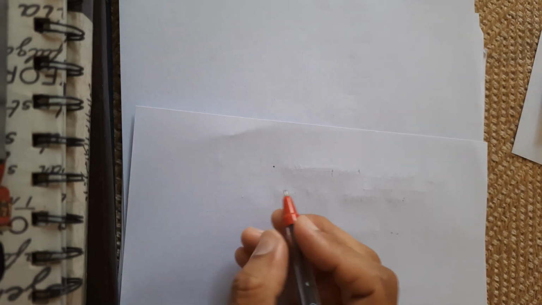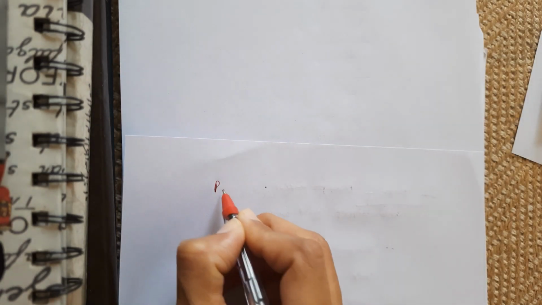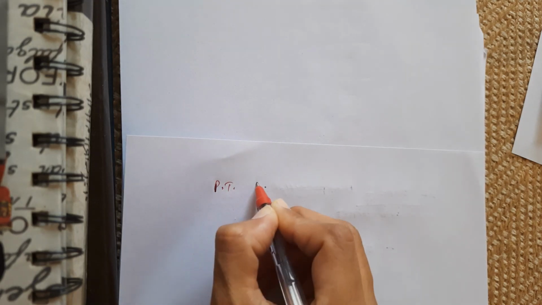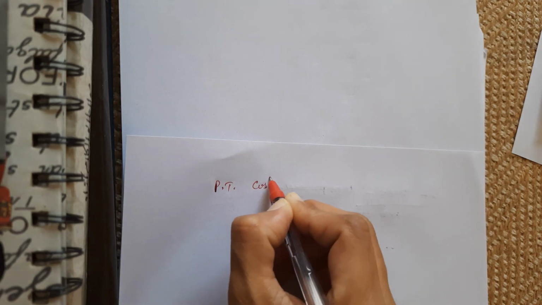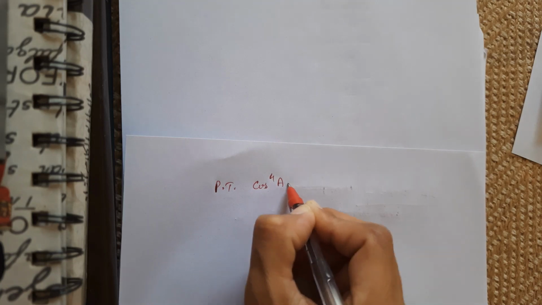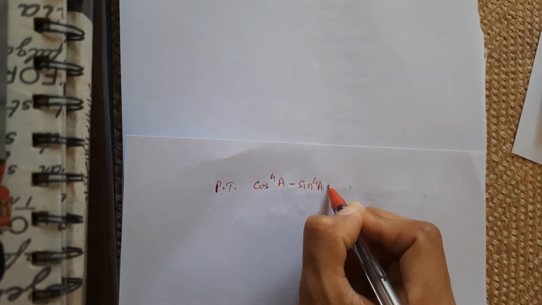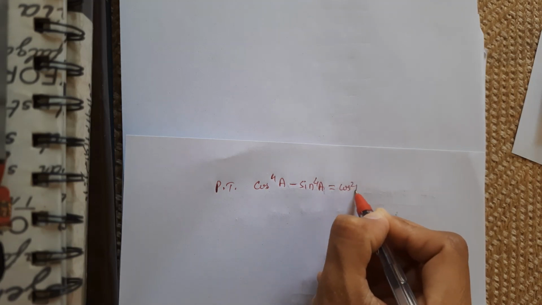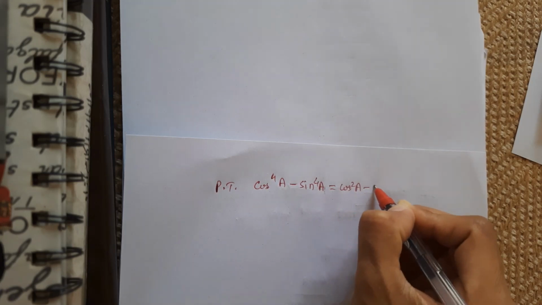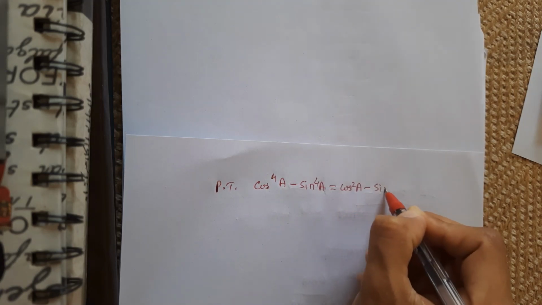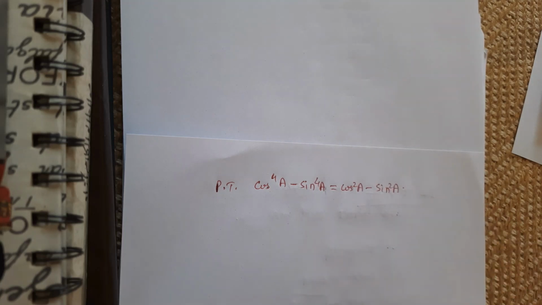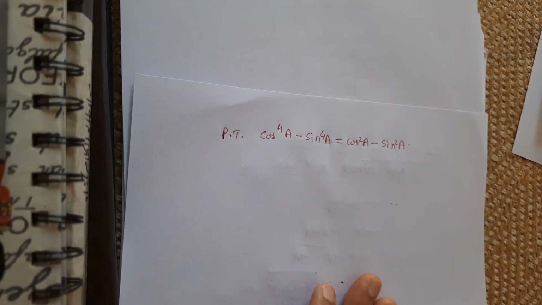Can you try to solve this example? Prove that cos to the power 4A minus sin to the power 4A equals cos square A minus sin square A. Just try to prove this example. See how much you are able to solve it.